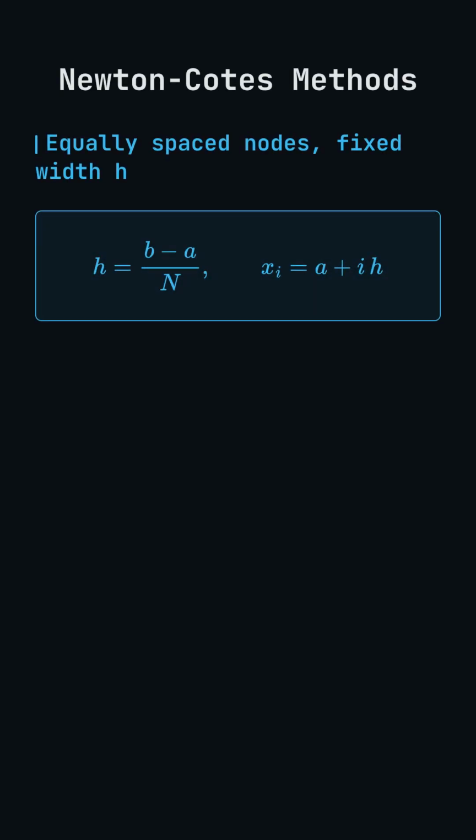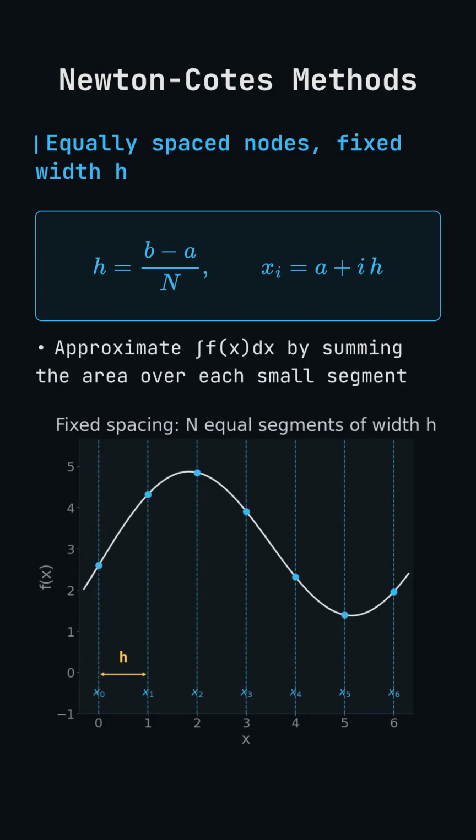Split the interval from a to b into n equal pieces. Each piece has the same width, h equals (b minus a) divided by n. The nodes are x sub i equals a plus i times h, for i running from 0 to n. Instead of integrating f exactly, replace it on each segment by something simple enough to integrate by hand, a straight line or a parabola, then add up all the segment areas.